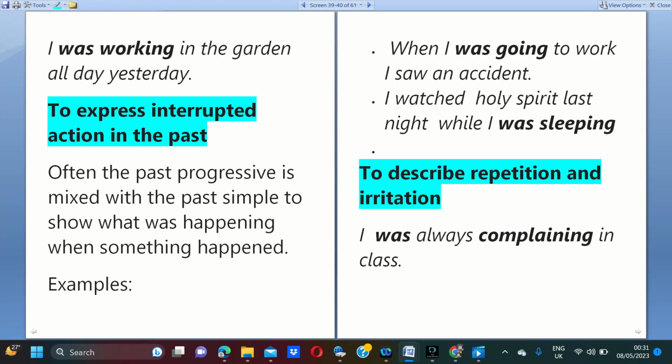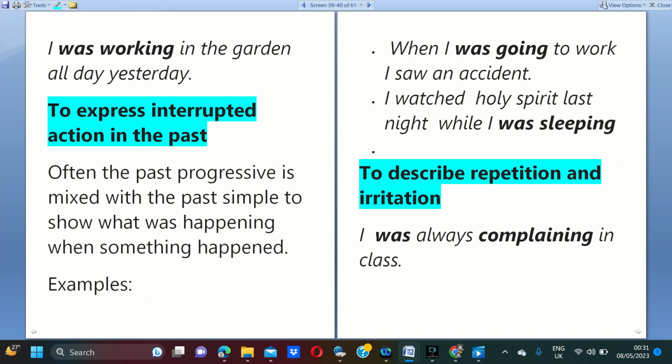There also, I watched Holy Spirit last night while I was sleeping. I was sleeping has begun earlier. It began earlier than watched Holy Spirit. So, which is the longer action? I was sleeping is the longer action. Next, watched Holy Spirit is the shorter action. So, shorter actions can be put in simple past. Longer actions can be put in past continuous tense. Next, to describe repetition and irritation.